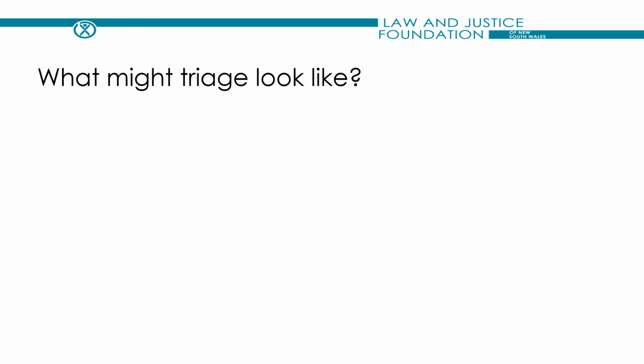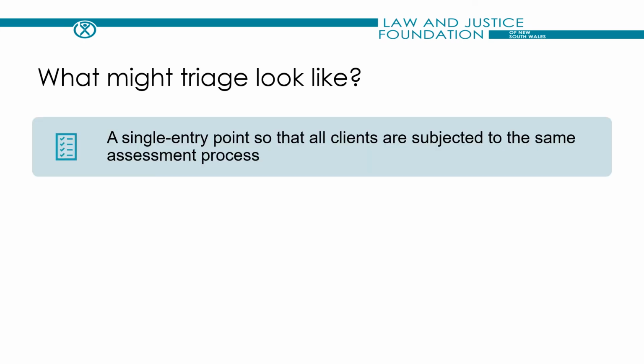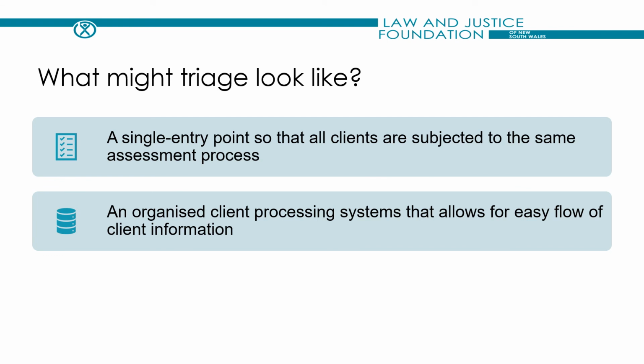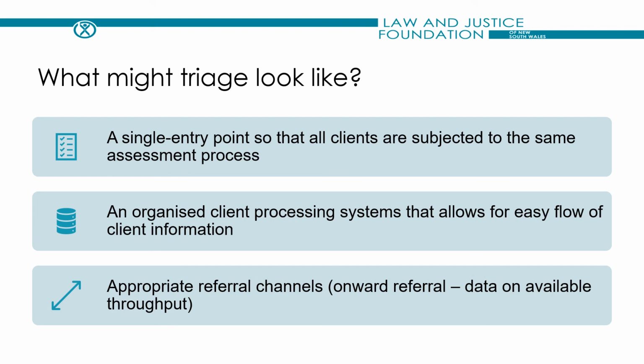So what might triage look like? Some states seem to be moving towards a centralised triage model, where clients call a central information or legal helpline. But even in that context, triage is also done at organisation or service level too. Subjecting all clients to the same assessment process can be an equitable and just approach where demand outstrips supply. An organised client processing system that allows for easy flow of client information is essential, as is being aware of appropriate referral channels, including onward referral, and the data on availability of services.